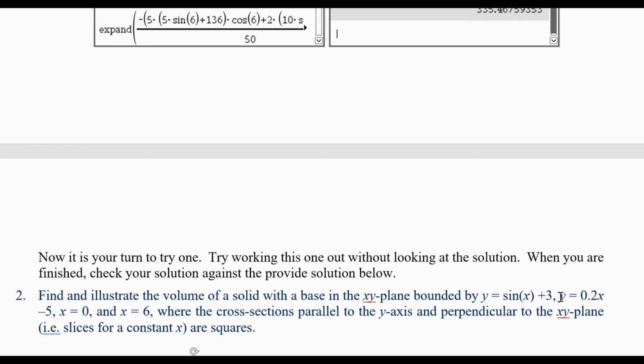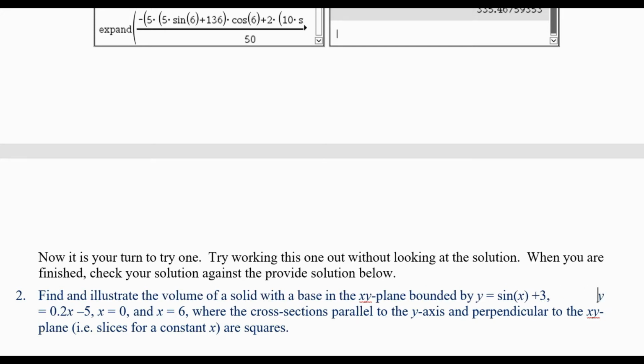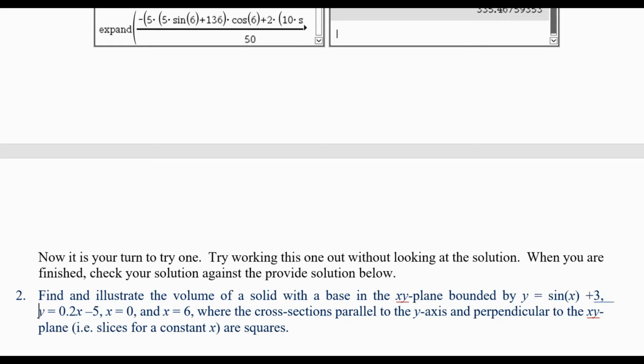So very similar to the last example, but this time I want you to work it out yourself and then come back and get a solution. The integral to find is a little bit easier than the example we did in the last one. So find exact and approximate values.